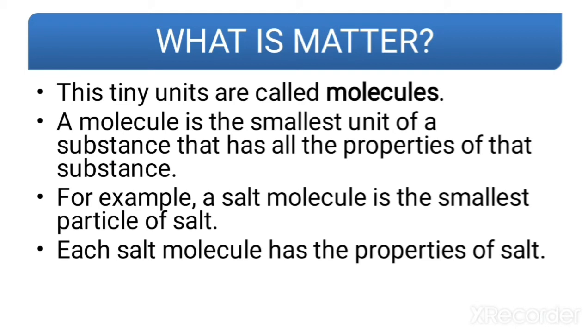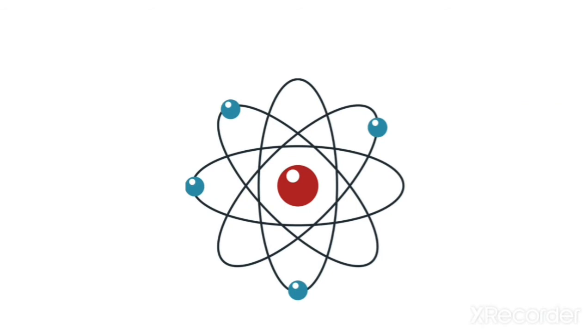If in the exam there is a question, what is a molecule, then you will write this statement: a molecule is the smallest unit of a substance that has all the properties of that substance. For example, a salt molecule is the smallest particle of salt. Each salt molecule has the properties of salt. Then, what is this? This is a particle out of which a molecule is made.